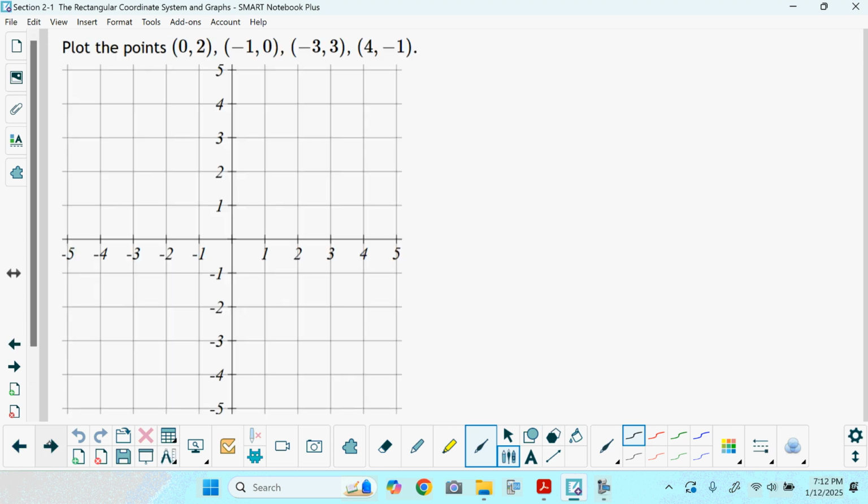So let's get started. Plotting points. Ordered pairs are in the form of x comma y. So we'll look on the x-axis. We'll go 0, 2. Then we'll go over to -1, 0. And then we'll do -3, 3, so over to -3 and up 3. And then we'll go 4, over to 4 and -1. So that is plotting these points.